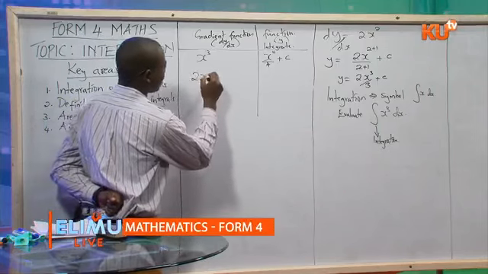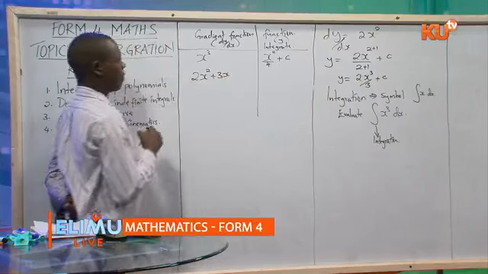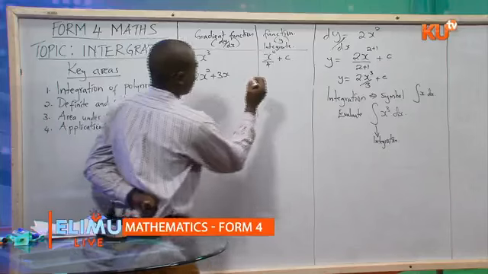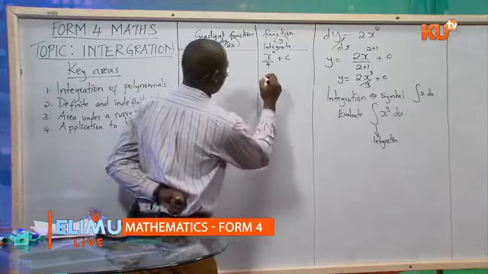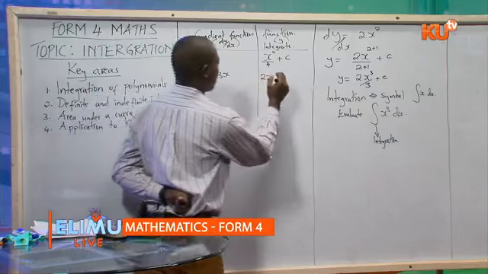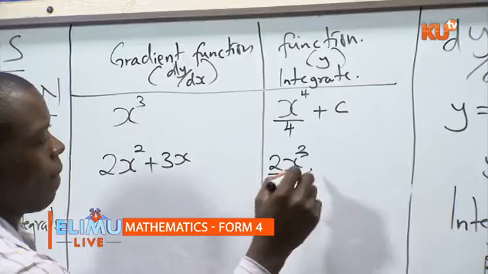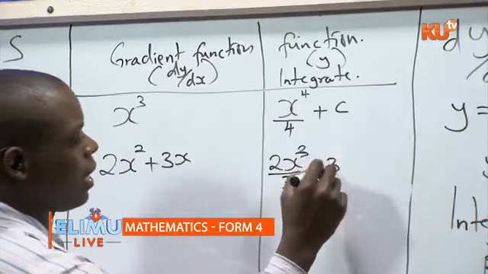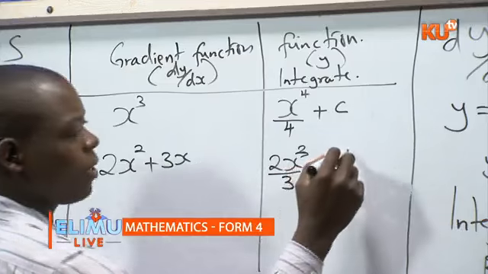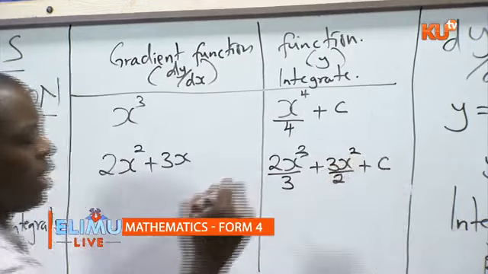If you have now 2x squared plus 3x as our gradient function, then the integral of this will be 2x. We add 1 to the power, which is now 2 plus 1, that is 3. We divide by 3, plus 3x. At this point, x is power 1. So when you add 1, it becomes x squared over 2, then plus a constant c.